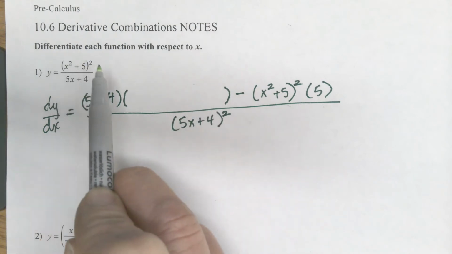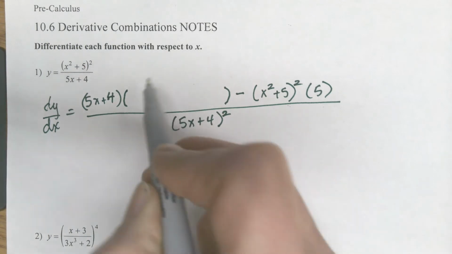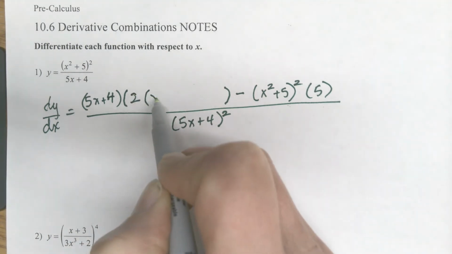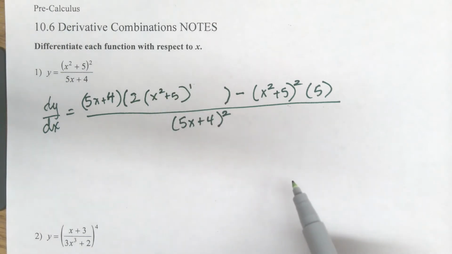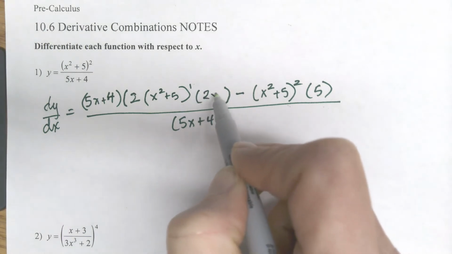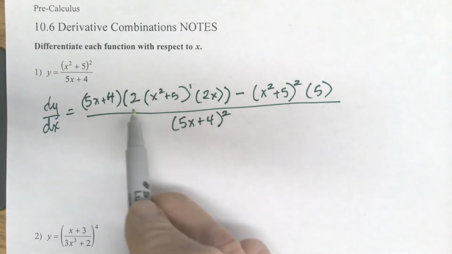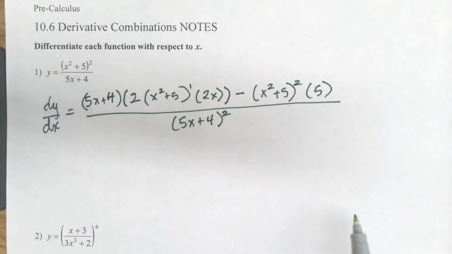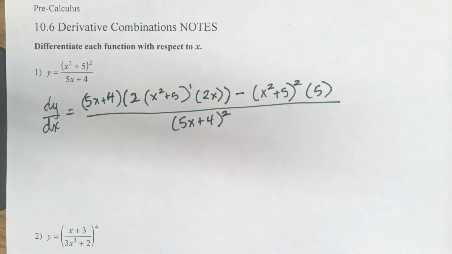The numerator requires a chain rule. The chain rule says I multiply the 2 in front, and then I leave the inner function as is, but lower the power 1, and then I multiply that times the derivative of the inner. So this whole big thing is the derivative of the top. And then I'm done. So this problem is complete.